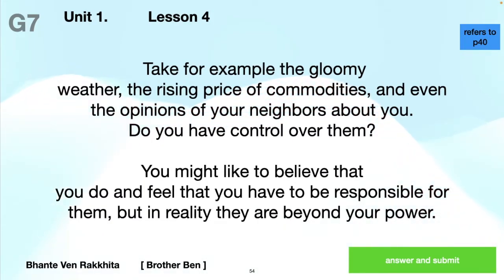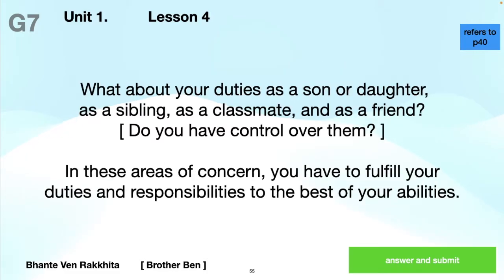So you don't have control over the gloomy weather and prices and opinions of neighbours. You don't have control of those. But the question is, is it within your power to do your duties as a son and daughter, do your duties as a sibling, do your duties as a classmate, as a friend?